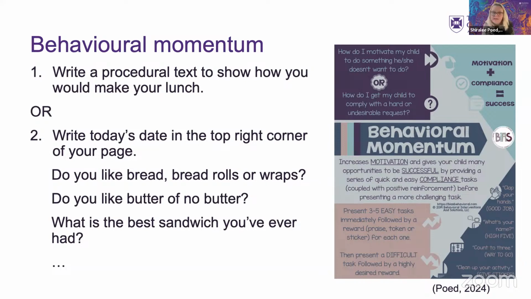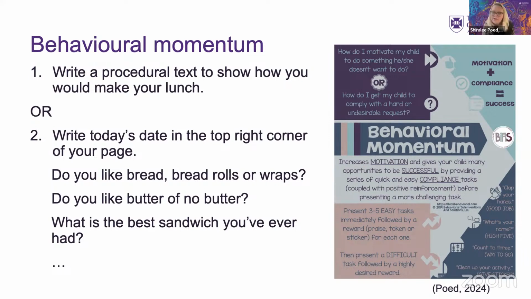And then I might say, it's common in Australia that children will have a sandwich for lunch. So I might say to them, do you like bread or bread rolls or wraps? And they might say, I like bread. So I might say, well, your first step would be to take out the bread. And they would write that down as step 1. And then I might say, do you like butter or no butter on your bread? And they might say, I don't like butter. And so, great, we don't have to write that step. You're not going to use butter.